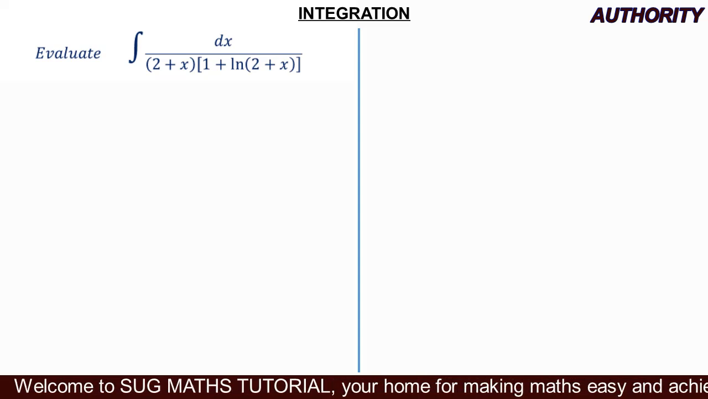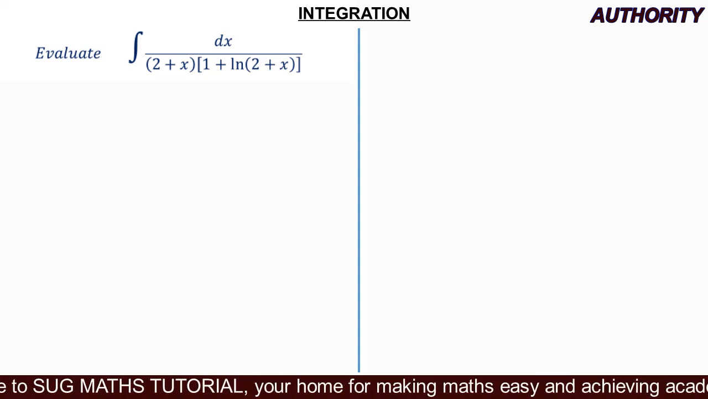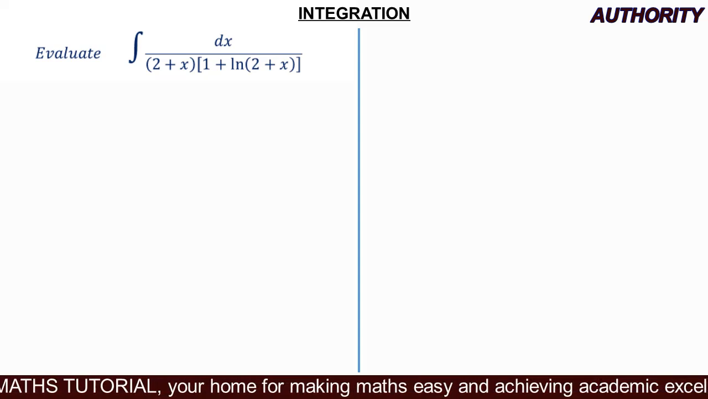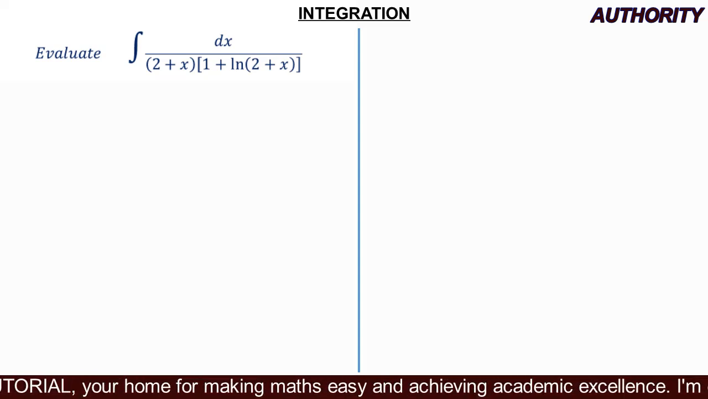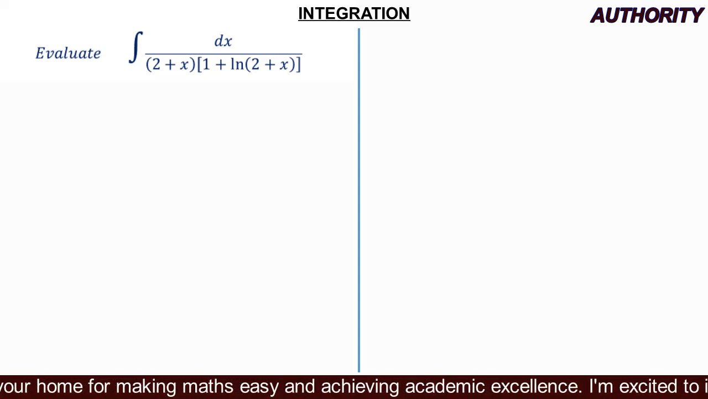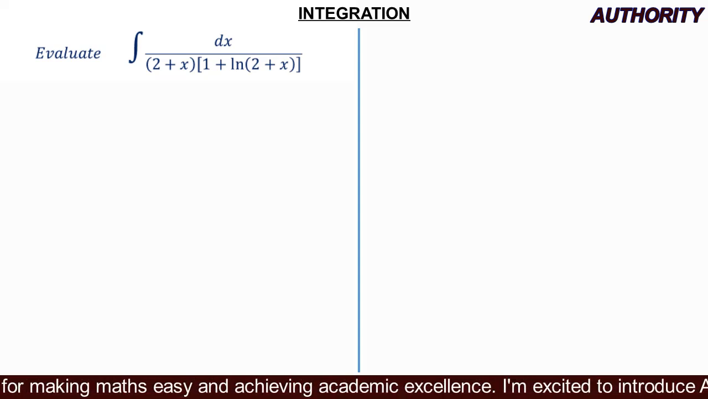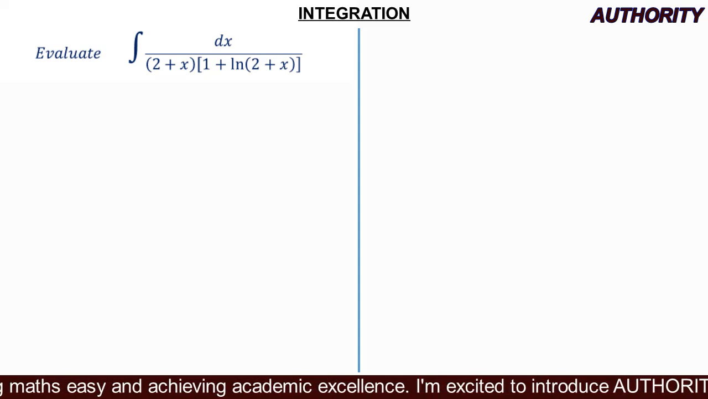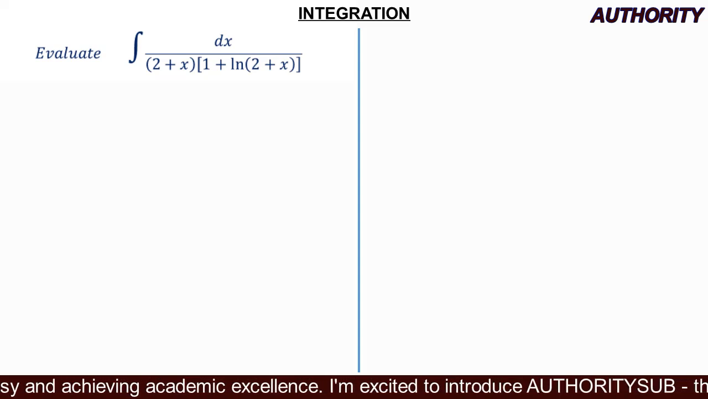Okay, solution. Now, look at this. We have the integral of dx all over 2 plus x in bracket, open another bracket, 1 plus ln 2 plus x, close the bracket. So what do we need to do? We are going to factor, bring out the factors here, or we are going to rewrite it.